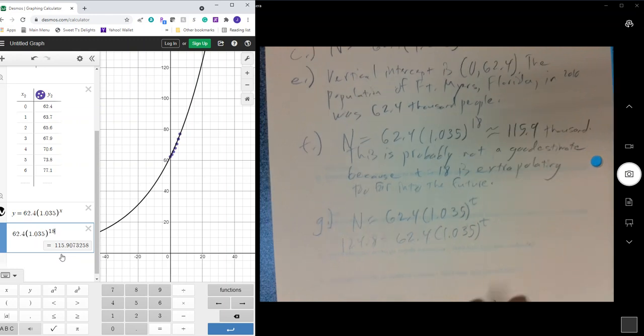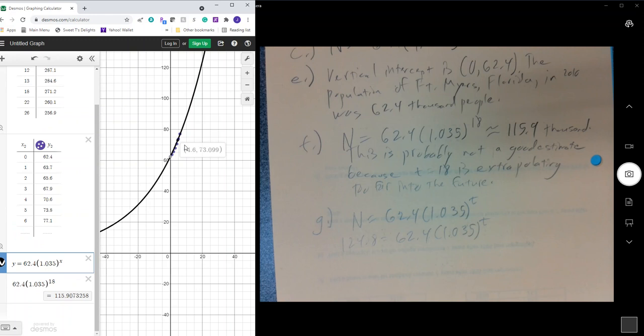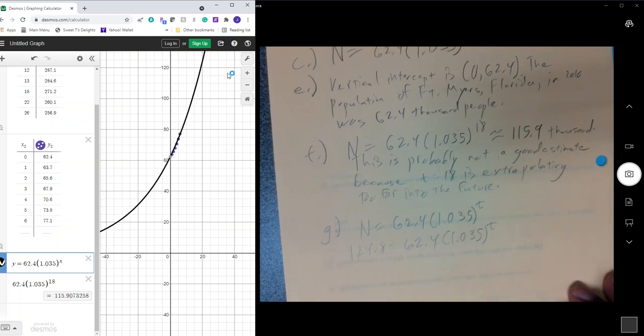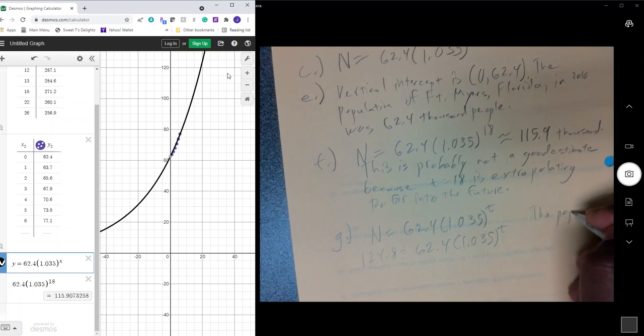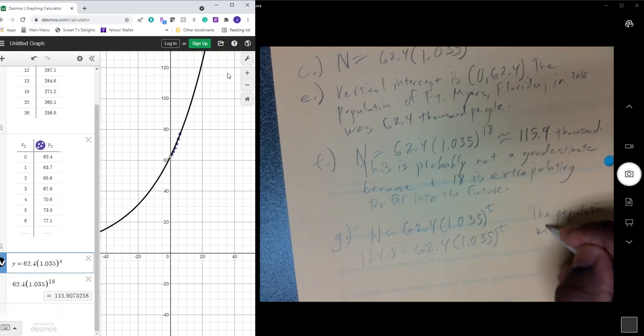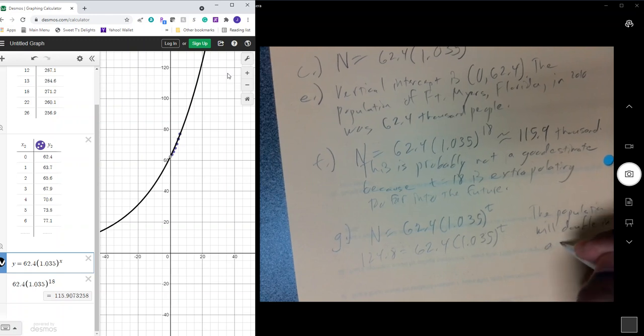So we can do that, or we could click right here on this graph. And then we could just move along the line until we get to the 124.8. Yeah, so it'll be about 20.1 years. So we could say that, we could say the population will double in about 20.1 years.